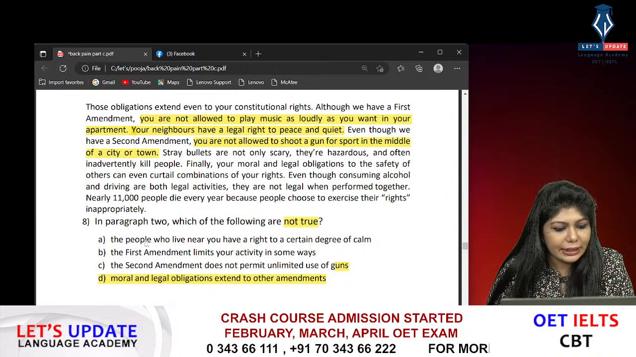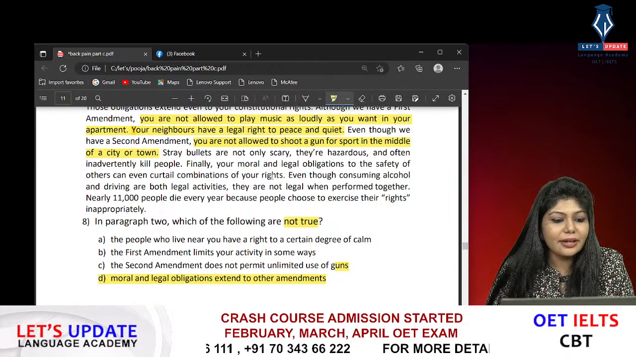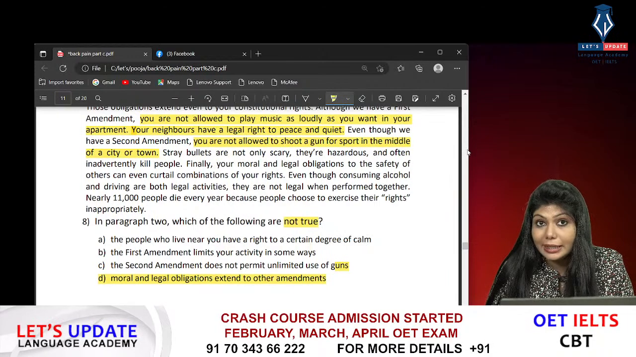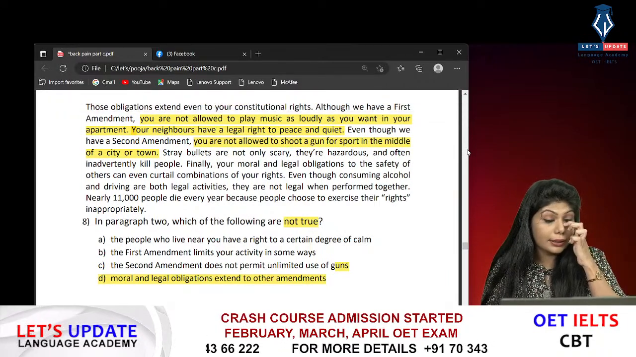So basically A is mentioned, B is mentioned, and C is mentioned, as I have highlighted here in the text. And so the only option that is not mentioned is D, moral and legal obligations extend to other amendments.